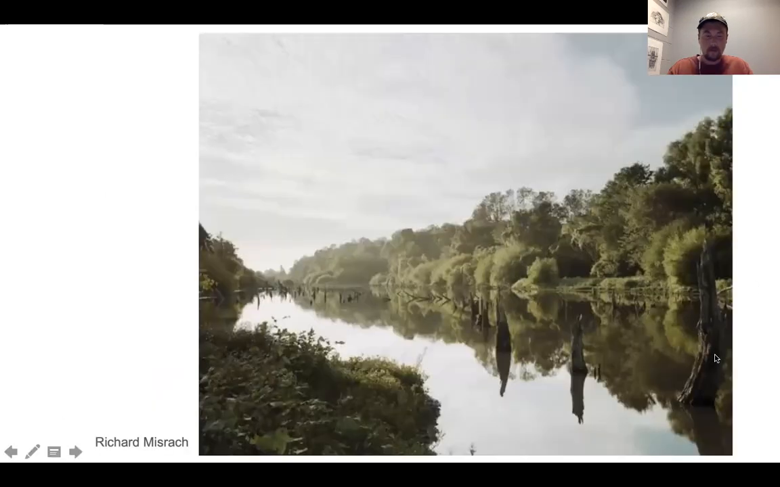Wow. Okay. Here's an image by Richard Misrach. Just the river itself being your leading line to the horizon back here. Very beautiful image.